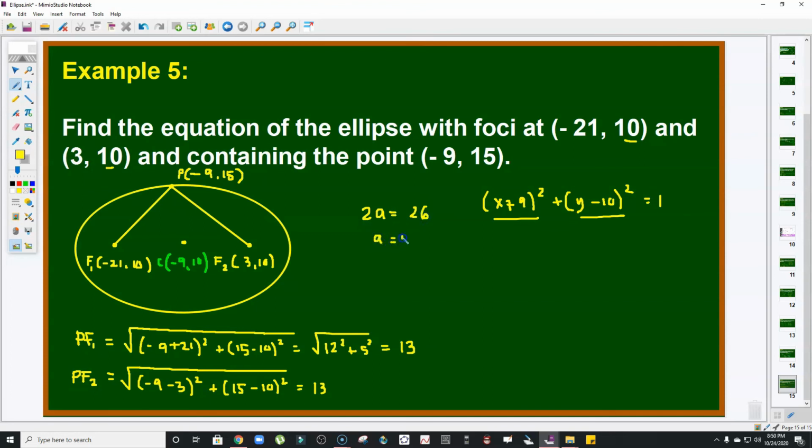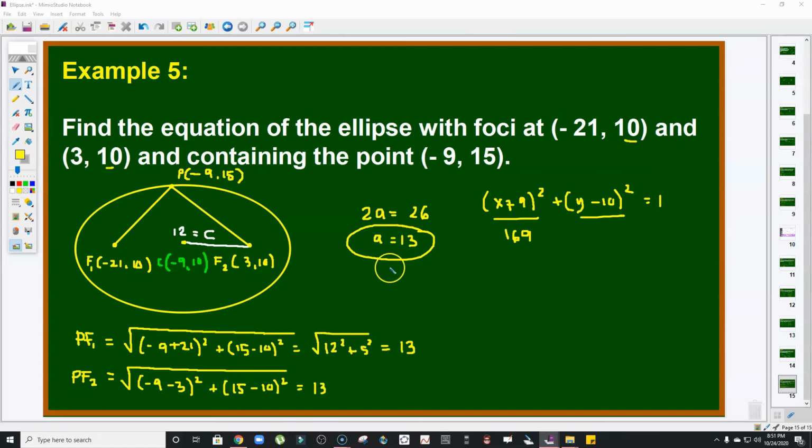Clearly, ang a ko is 13. See that? A is 13. So, since horizontal major axis to, yung kay x plus 9 to be squared ko, yung denominator niyan is 169. That's 13 squared. Clear? O, B na lang kailangan ko. Okay, balik tayo dun sa ginagawa natin kanina. Take note, yung length from center to one focus is equal to C. Tama? Yan yung C natin. And that is from negative 9 to 3, that's 12 units. Diba? So, okay.